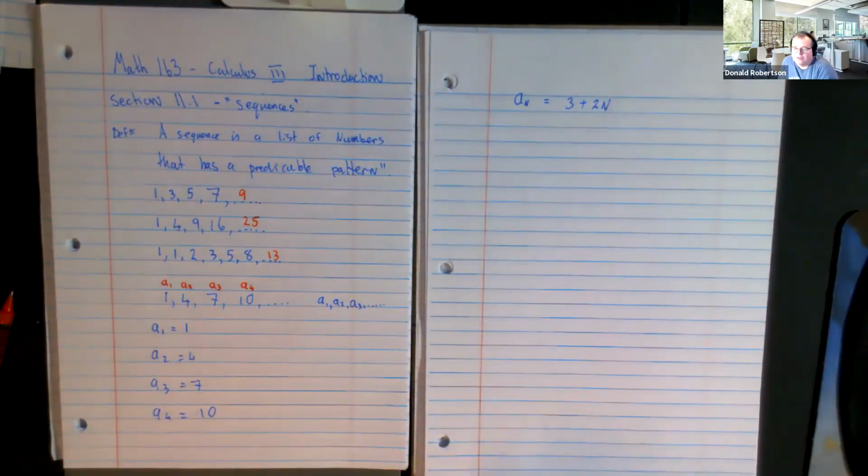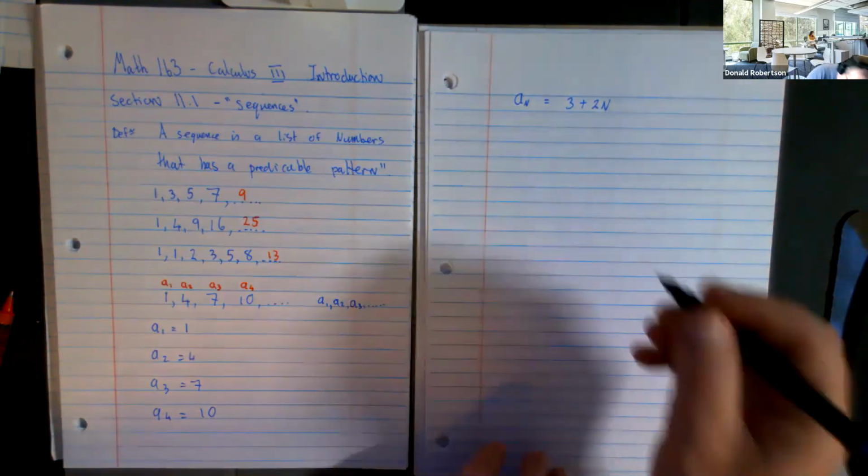There is a formula for a sequence, a_n equals 3 plus 2n. If I gave you that formula, you should be able to do quite a few things. First thing, shouldn't you be able to write down the first 4 numbers in the sequence, probably in your head?